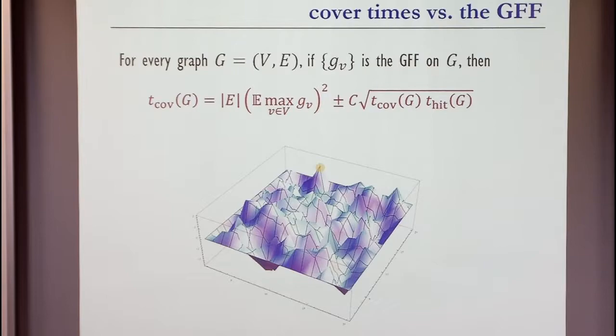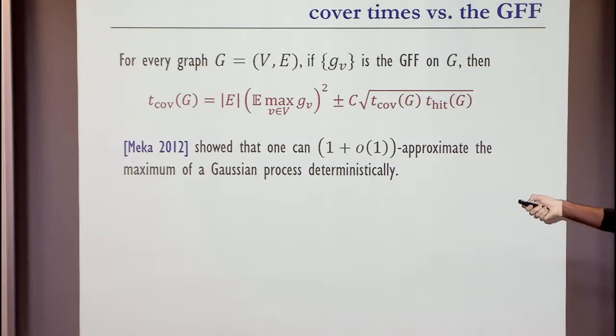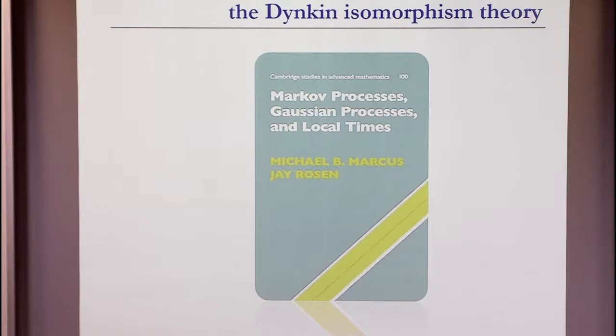Another interesting point is that Raghu Mecca showed that you can deterministically get a hold of this quantity very accurately using some de-randomization techniques. Okay, so now what should we do? Well, obviously now we should explain why Gaussian processes are relevant here. This requires Dynkin isomorphism theory.